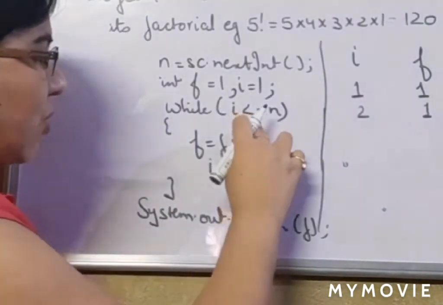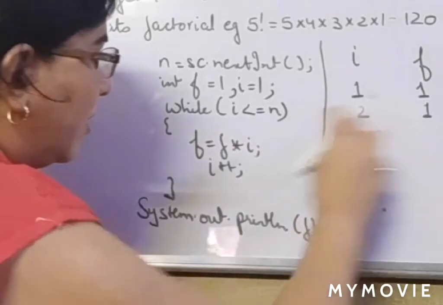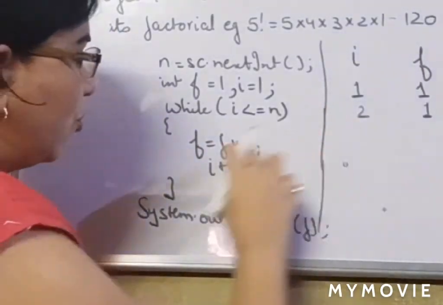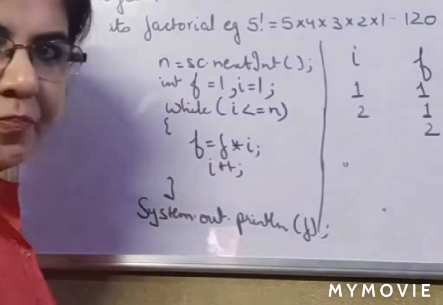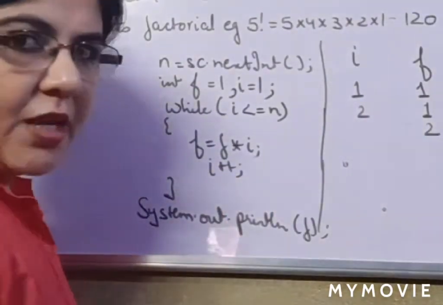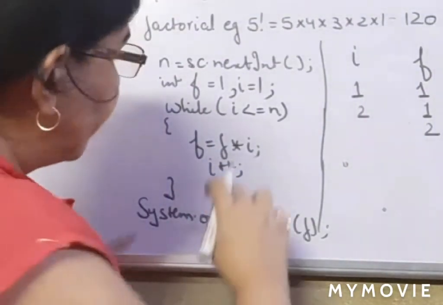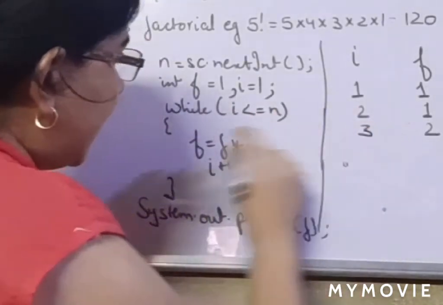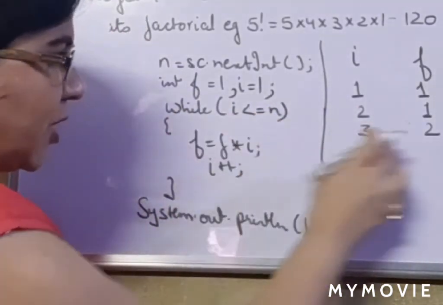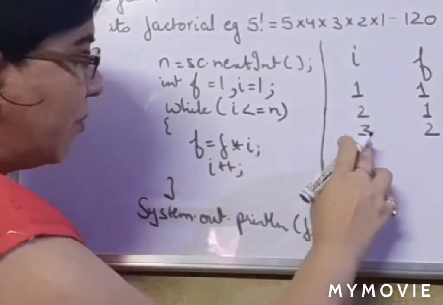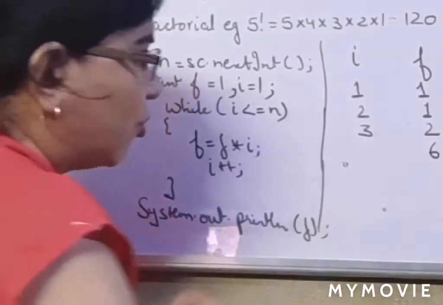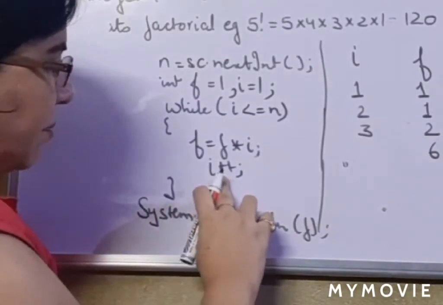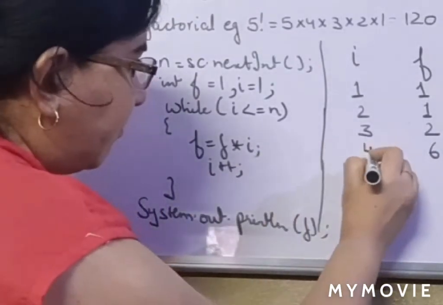2 is less than equal to 5. F is how much? 1. i is how much? 2. 1 into 2 is how much? 2, which is stored in f. i plus plus, i will become how much? 3. 3 is less than equal to n. F is how much? 2. i is how much? 3. 3 into 2 will give you how much? 6 stored in f. i plus plus, i will become 4.